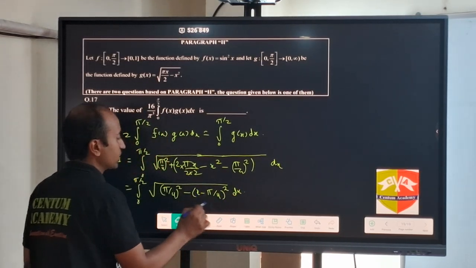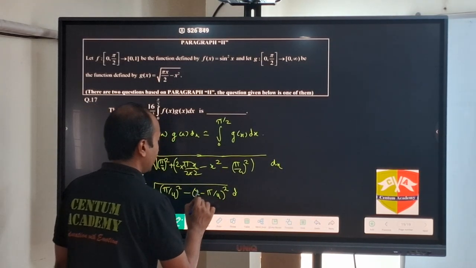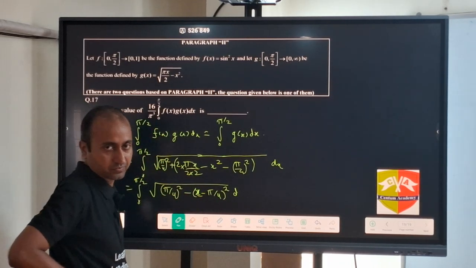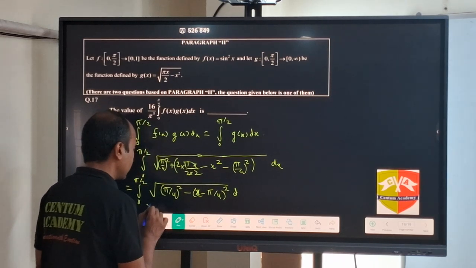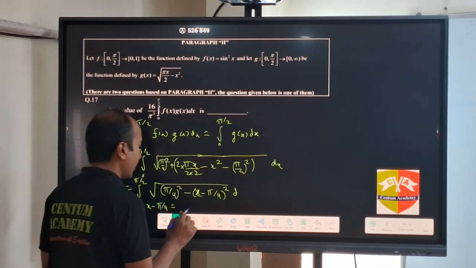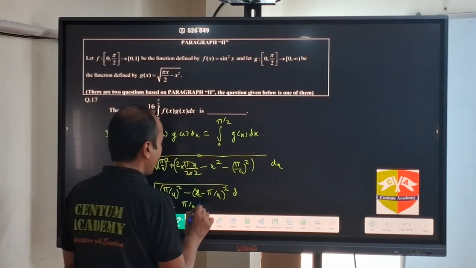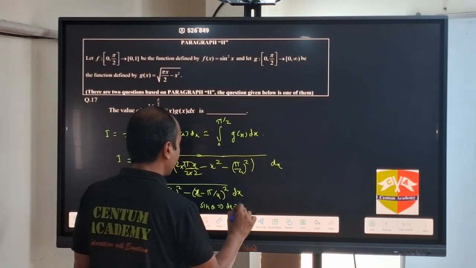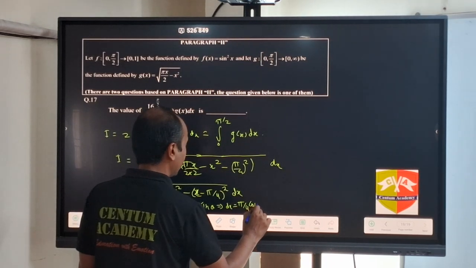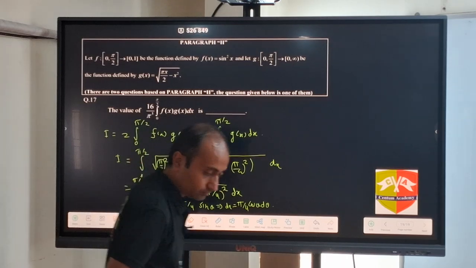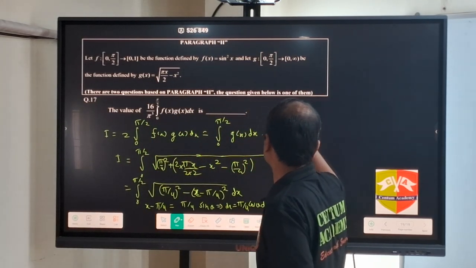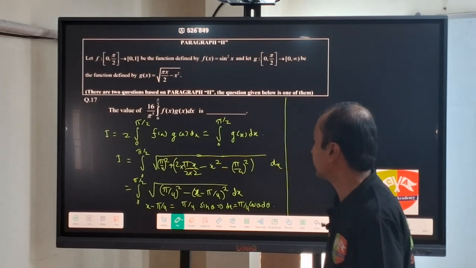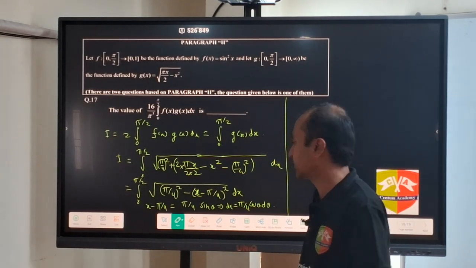Either you can substitute x minus pi by 4 as t, and then assume the whole thing as pi by 4 times sine theta. Okay, let me do one thing, let me assume x minus pi by 4 as pi by 4 times sine theta. So what will my dx be? dx will be pi by 4 times cos theta d theta. And let us see then what will the integral become? It's your wish, if you remember, you can directly use the integral. I am doing this integral from scratch by simple substitution.